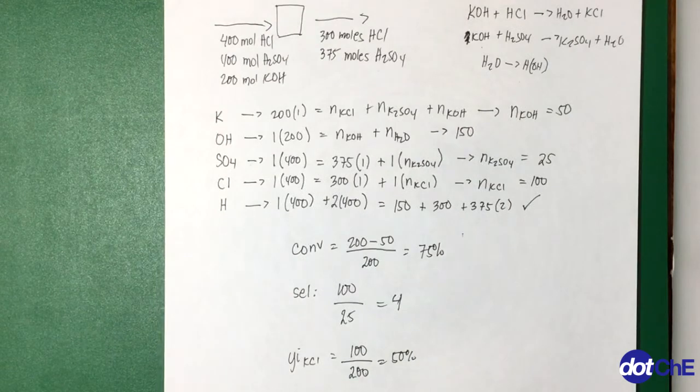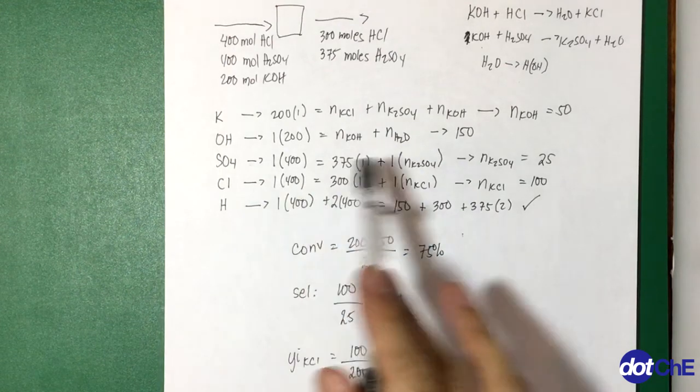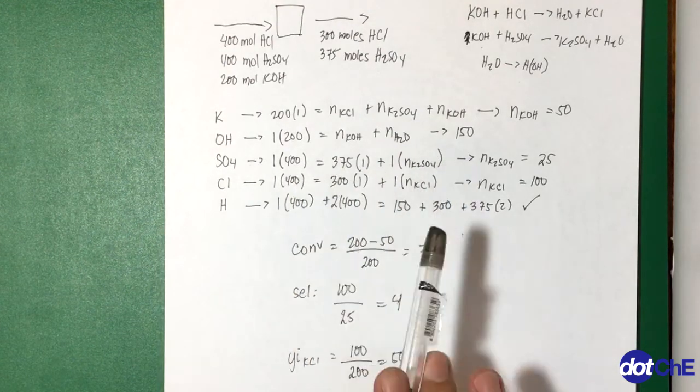So there you go. We solved the problem through atomic balance. This has proven much easier than extent of reaction and molecular species balance, because this is just basic ChE 101 first LE skills.